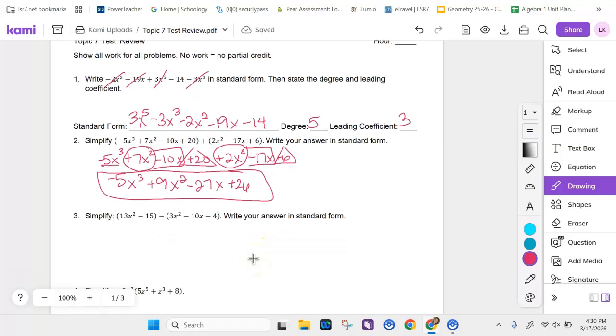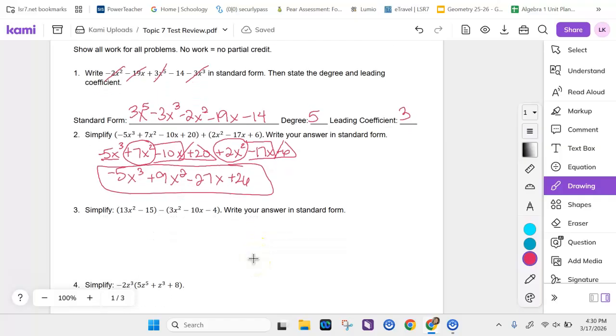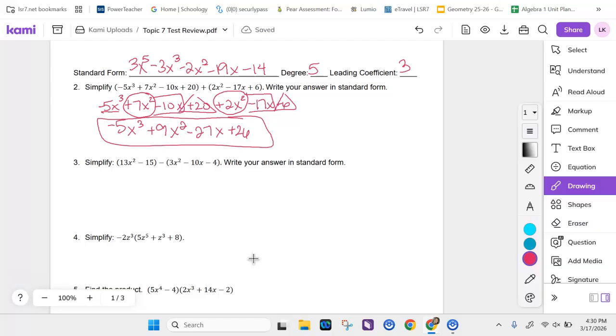The next one says simplify. Write your answer in standard form. So it's subtraction. 13x squared minus 15 minus 3x squared minus 10x minus 4. The first thing I need to do is distribute this negative throughout. So I'm going to rewrite the first polynomial, drop the parentheses, then distribute that negative throughout. Negative times 3x squared is negative 3x squared. Negative times 10x is positive 10x. Negative times negative 4 is positive 4. So really you are just changing this to a positive and then switching all these signs to the opposite.